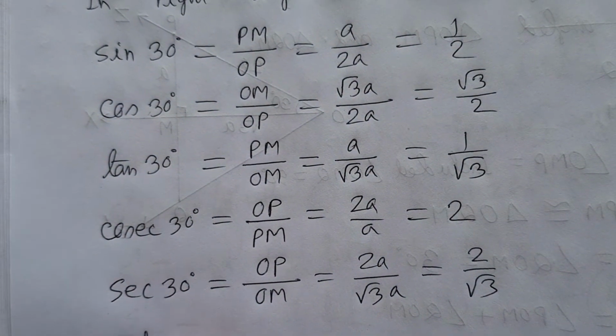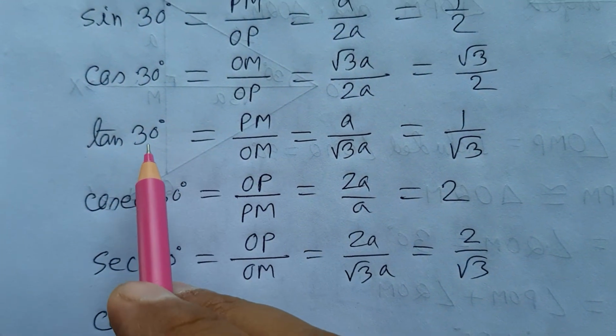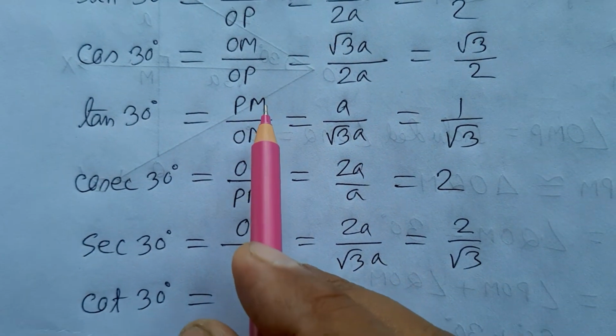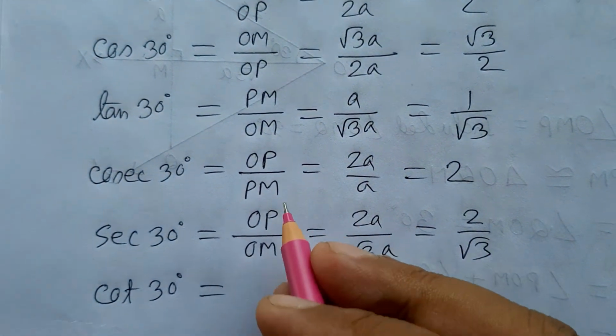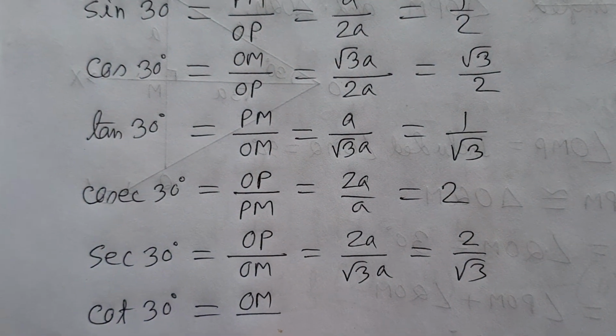Last of all, cot 30 degree. Cot 30 means 1 by tan 30, so it will be OM by PM. Cot is just the opposite of tan, OM by PM.